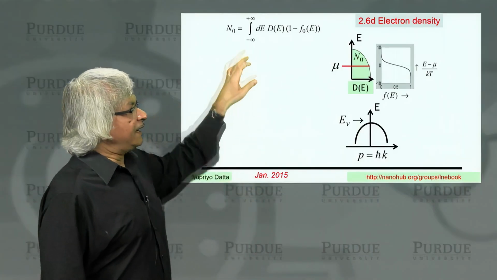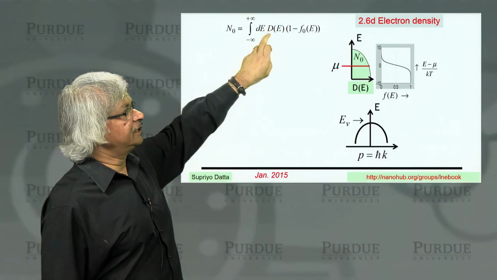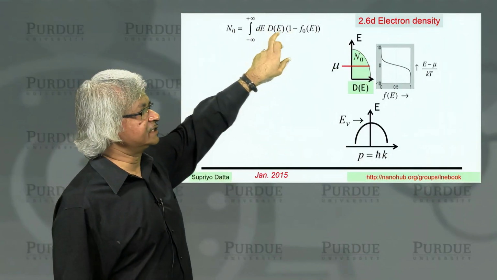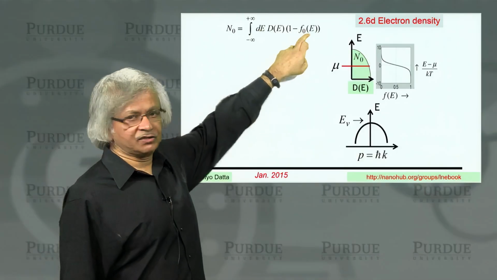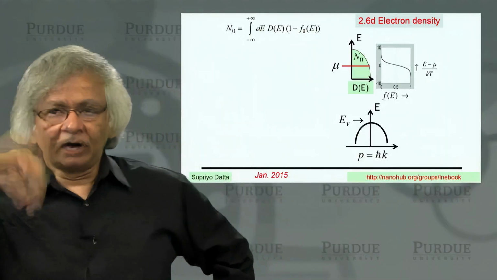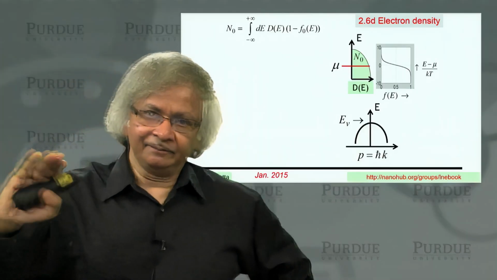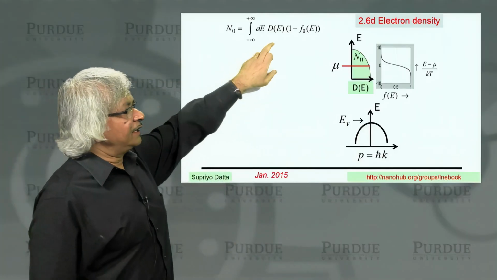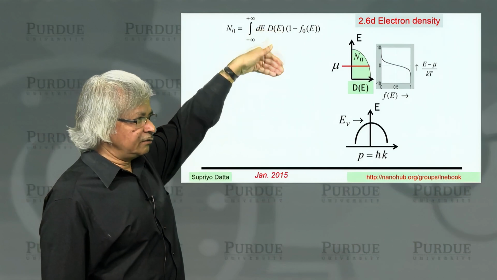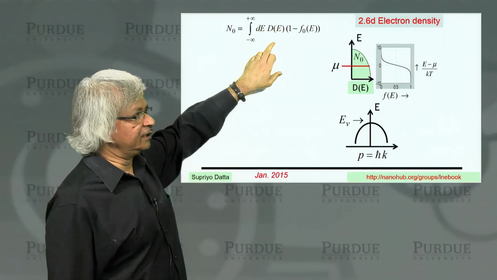That is, N0 is actually not the integral of density of states times the Fermi function, but rather it's density of states times 1 minus the Fermi function. The Fermi function tells you whether a state is occupied. 1 minus F tells you if it's empty. So this quantity, what I'd like to show you is, this is what our N of E will give you.